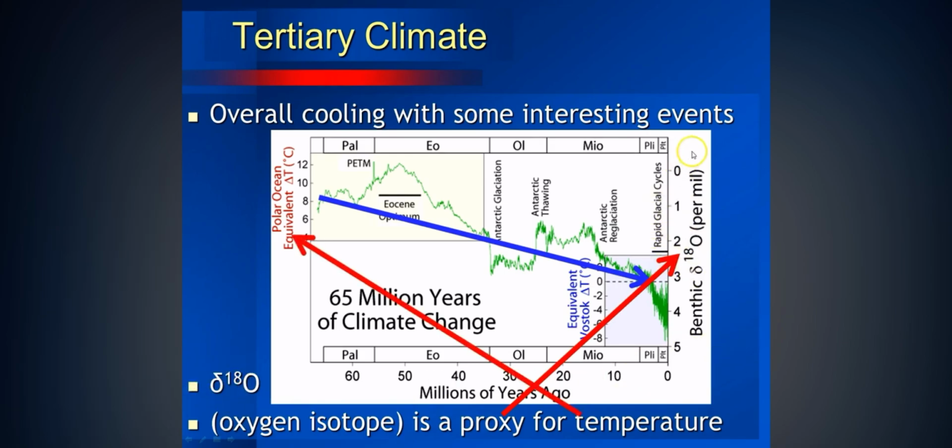Oh, by the way, per mil means per 1,000. I know it sounds like it ought to be per million, but it's not. It's per 1,000. And then here's temperature. Polar ocean equivalent change in temperature. There's that capital delta, and then there's temperature in degrees C. Okay, so comparing this to the polar ocean equivalent, in other words, they were measuring the oxygen isotopes and correlating those with polar ocean temperatures so that they could figure out the temperature from the oxygen isotopes.